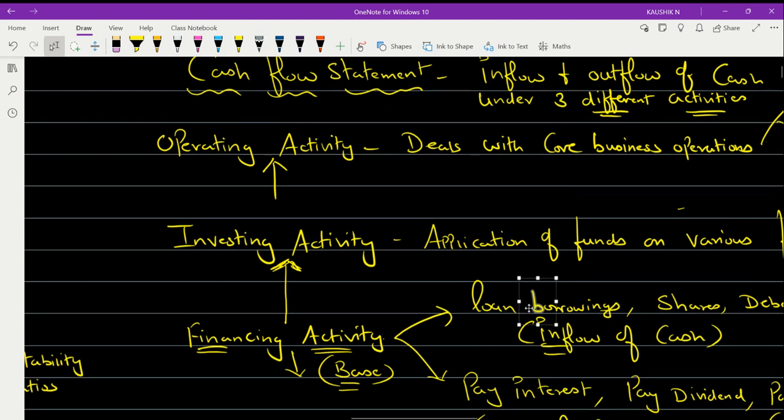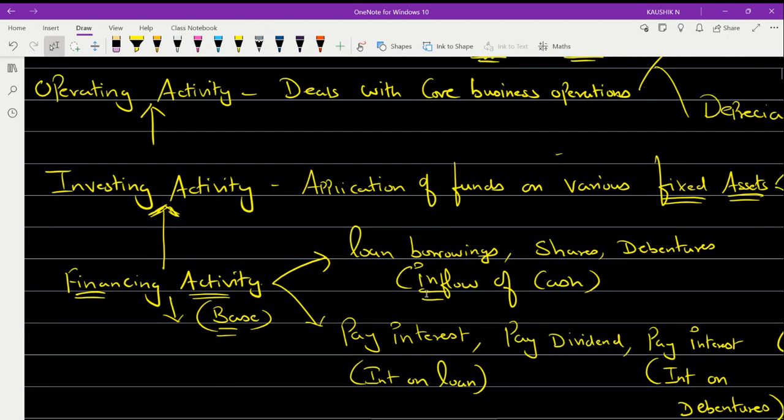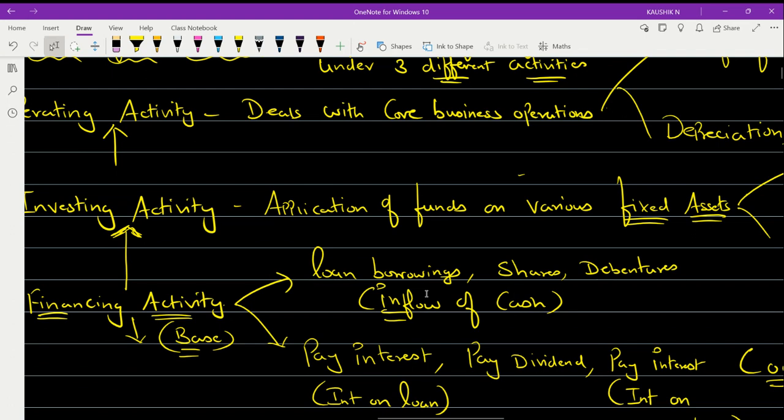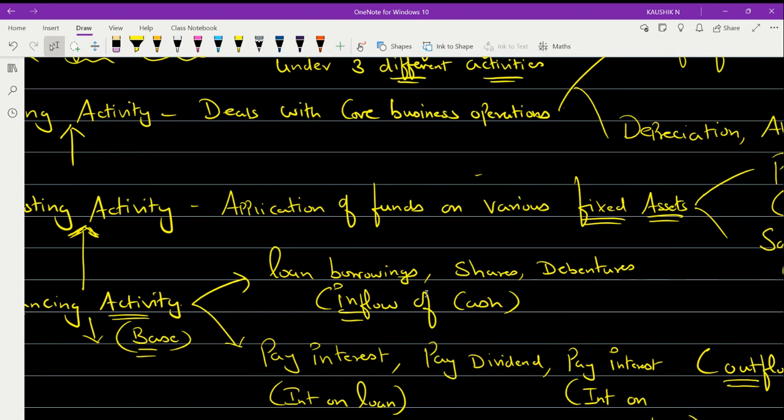So here, if you see the finance you have got, it can be from a loan, you can borrow from a loan, or you can obtain it by issuing shares to the public, or even from debentures. So when you get the finance in this form, the business gets funds, and that means there is an inflow of cash.